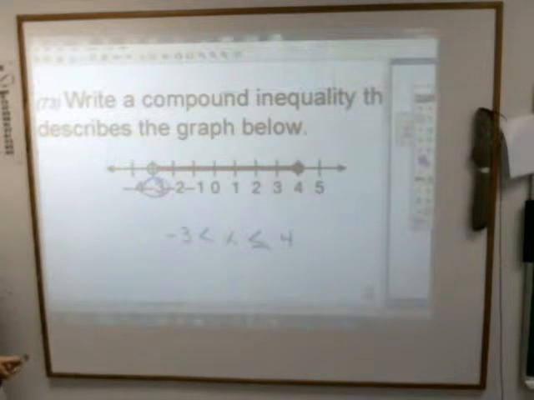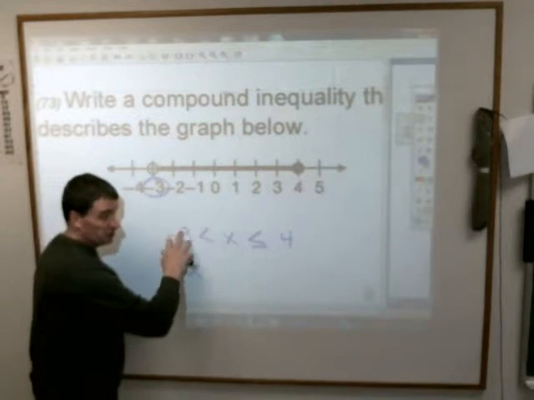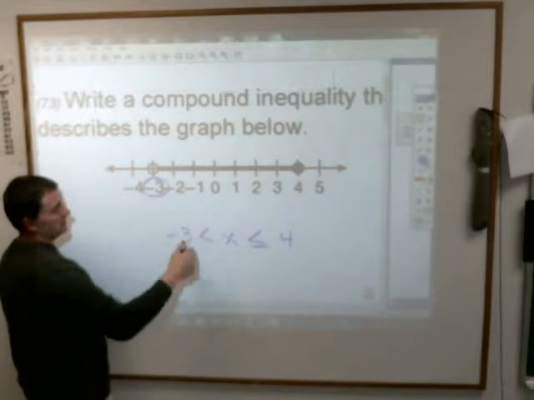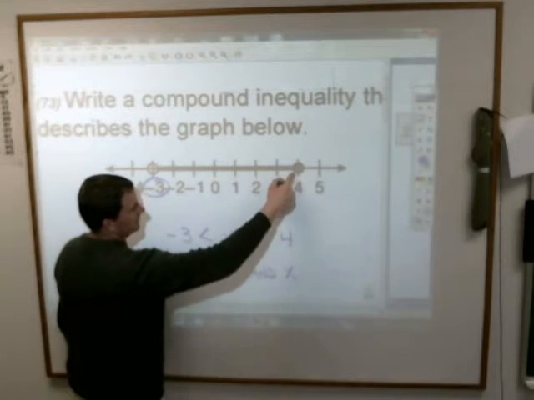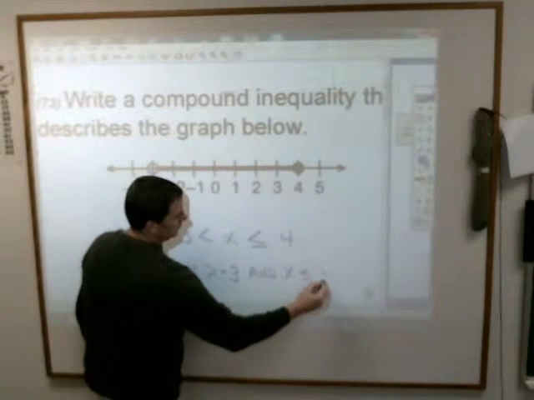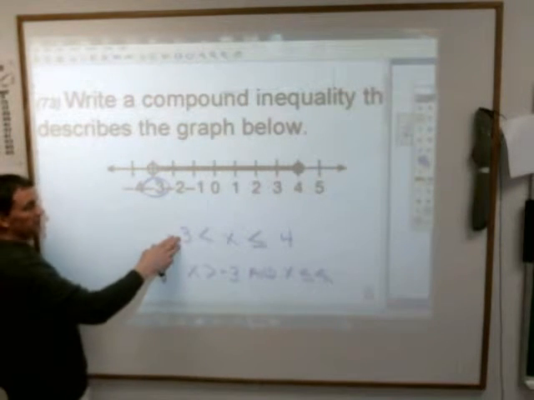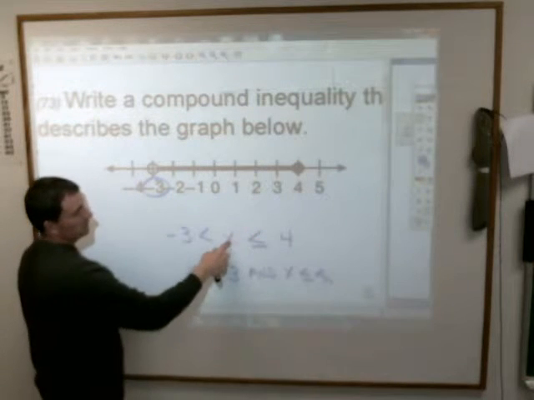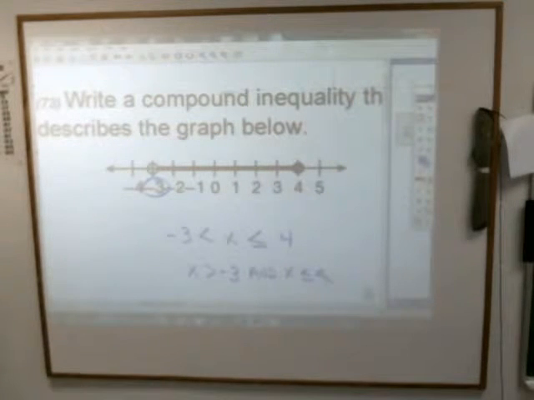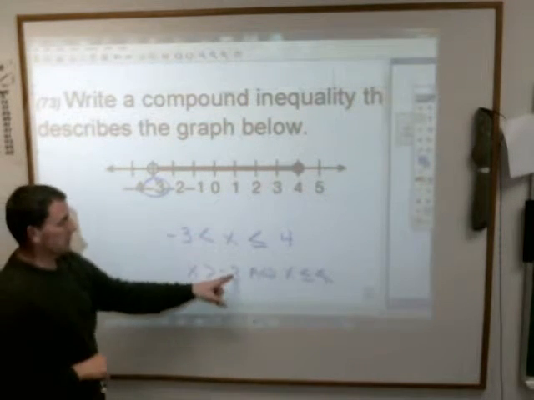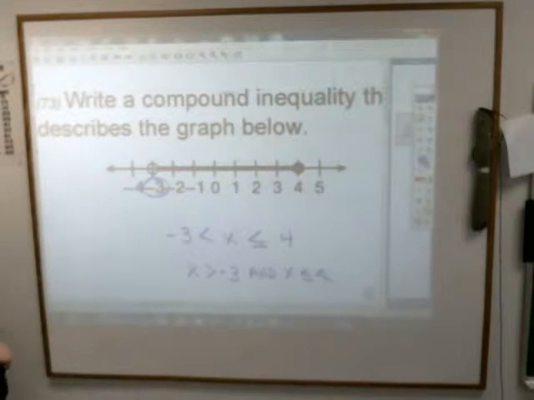If you wrote it out in words, you would say that x is greater than -3 and x is less than or equal to 4. This and this are the same exact thing. But to me, it's almost easier to write this because you've got your left point, your right point, and your x in the middle. These always have to be less than signs. And boom, that's what it is. You read this just like you say this.